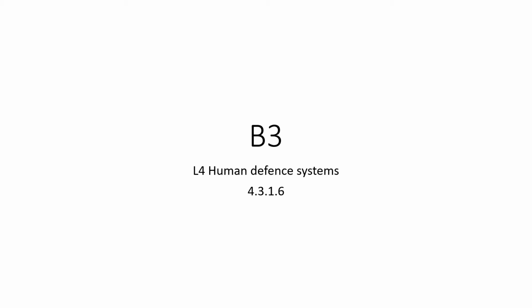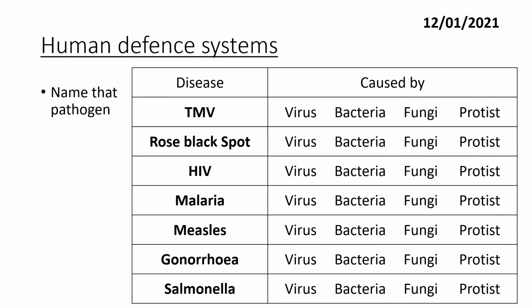This is a GCSE presentation looking at human defense systems. To get started, you've been given a list of specific diseases that you need to be aware of, and one of the things you need to know is what type of pathogen causes each disease. So pause the presentation, work out your answers, and when you're ready you can go through your corrections. So pause the presentation now.